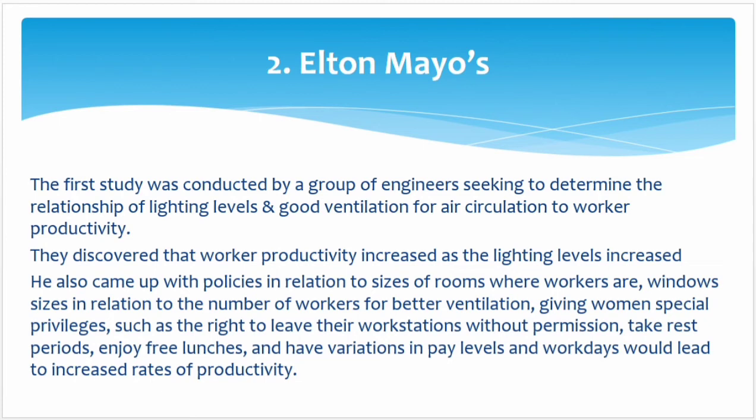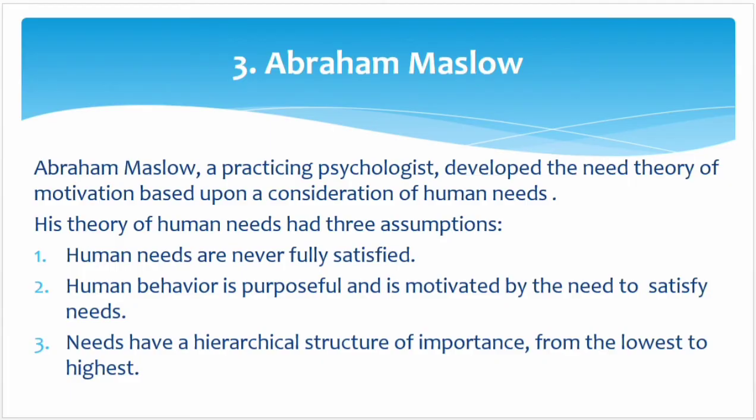Then you have number 3 person, who is Abraham Maslow. He is known to have come up with the hierarchy or structure of needs. He developed the need theory and came up with 3 assumptions: that human needs are never fully satisfied. You never fully satisfy your need. Once you fulfill one, another one comes.